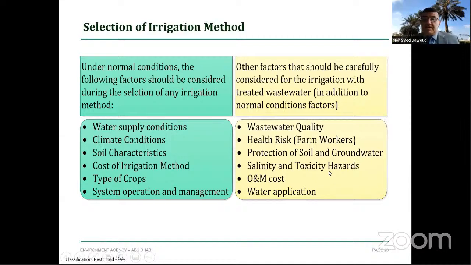So we started to have another potable water supply from the desalination network, and we will also keep one groundwater well as a backup for any emergency. We will also advise them how they can carefully select the irrigation technology and the irrigation method, to take into consideration any health risk and to protect the soil and the groundwater from salinity and toxicity hazards.